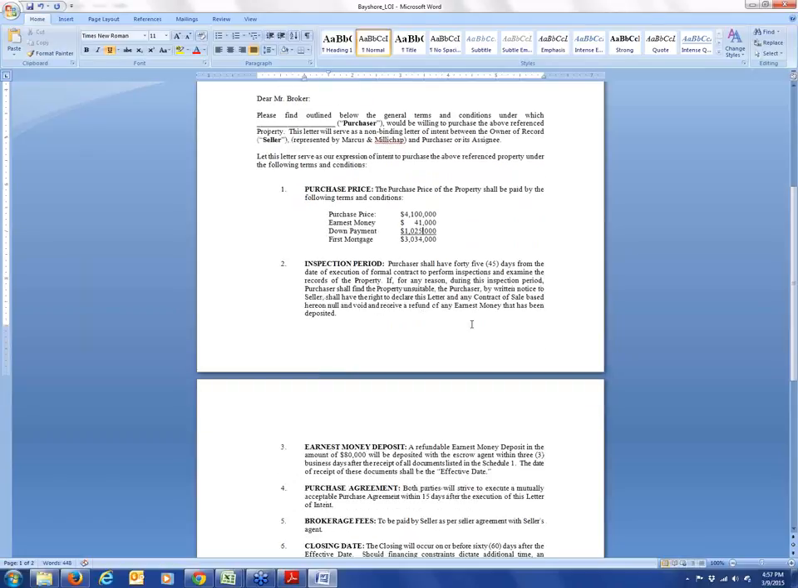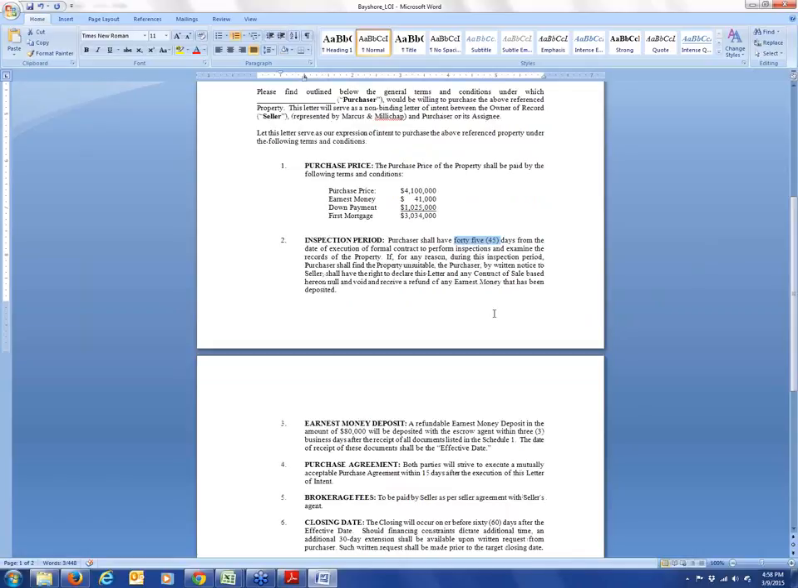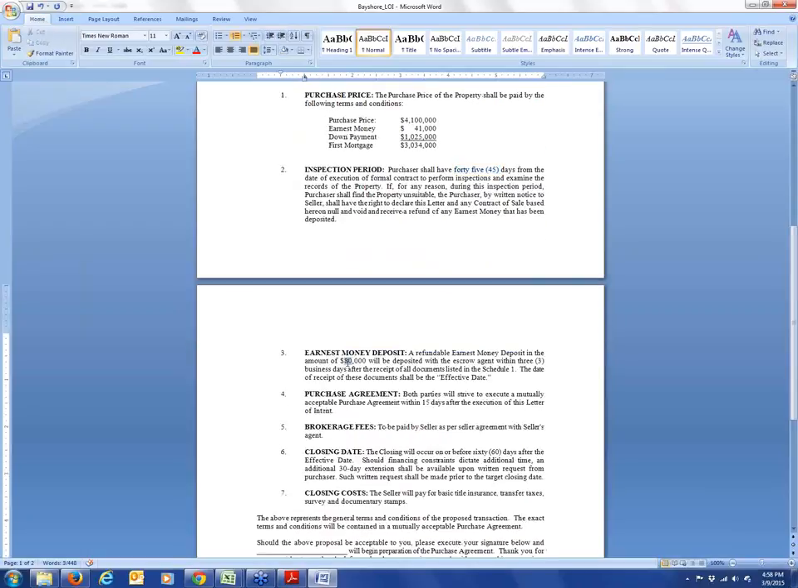All right. Now, remember, what you also want to keep in mind is the inspection period. How much time are you going to need? The longer time you need, the weaker your offer looks to the seller. The tighter the inspection period, the stronger you're going to look as a buyer. In this particular case, 30 days would be fine. And down here, you're going to put the $41,000. It will be deposited within 3 days. Can you write the check within 3 days?